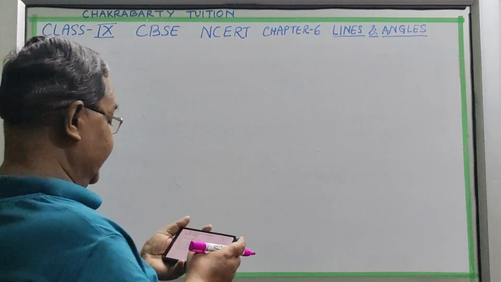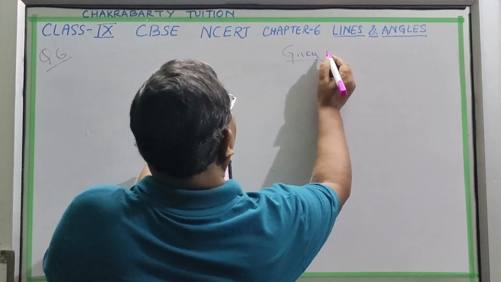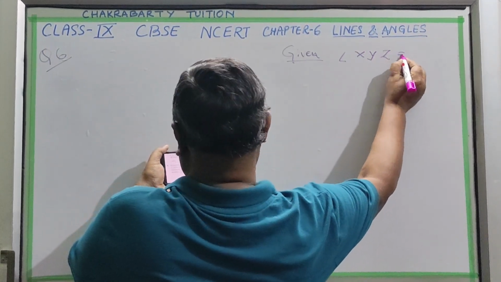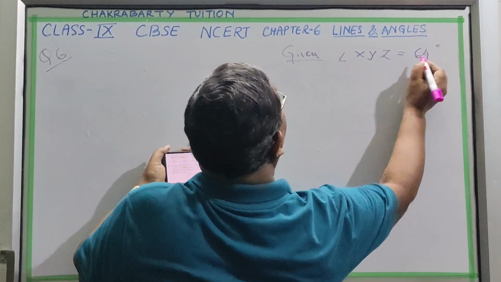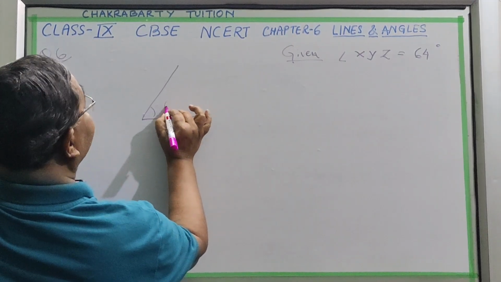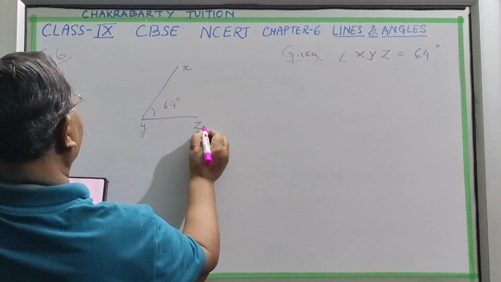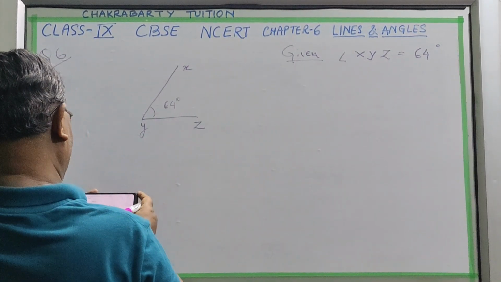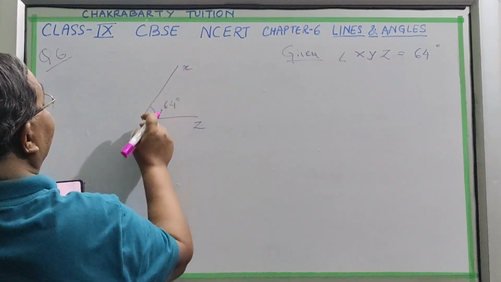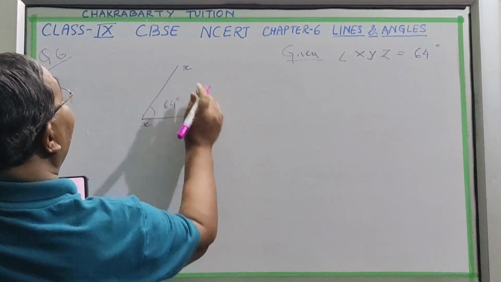Here in question number 6 it is given, first: angle XYZ is equal to 64 degree. It means we have to make an angle, and here the angle should be 64 degree, and its name should be X, Y and Z. Now angle Y is 64. Then XY is produced. So better you make X here, Y here, and Z here.